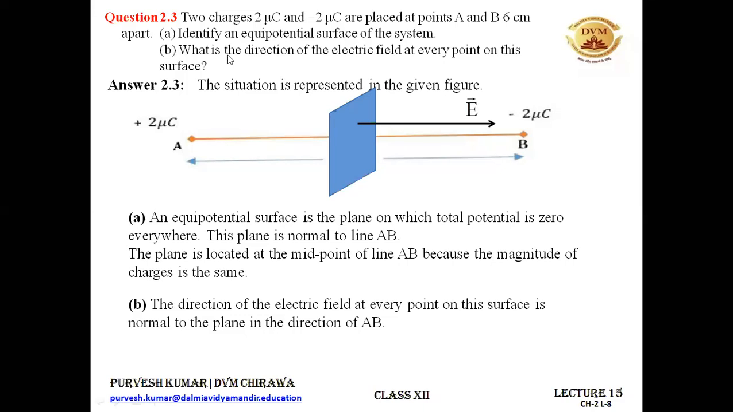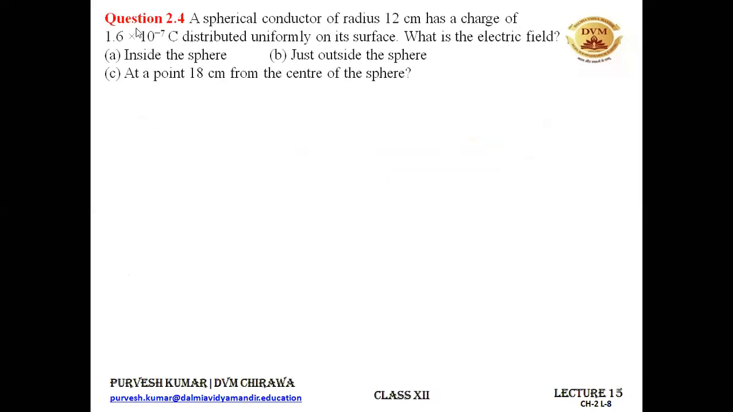Now let's move towards the fourth question. It says a spherical conductor of radius 12 centimeter has a charge of 1.6 into 10 to the power minus 7 coulomb distributed uniformly on its surface. We need to find the electric field inside the surface, just outside the sphere, and at a point 18 centimeter from the center of the sphere.